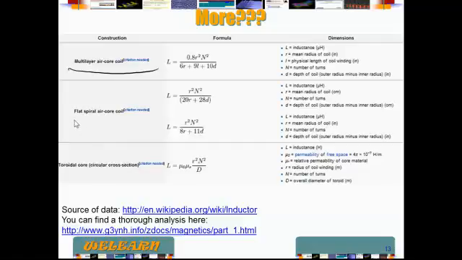Multi-layer air core, flat spiral air core. You can go to these websites and find other expressions if you want to. Notice here, instead of kappa, they are using mu sub r, relative permeability of the core material. So that's what we are using in our case as kappa. So it's the same thing, the same quantity.